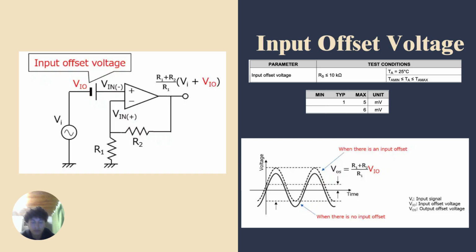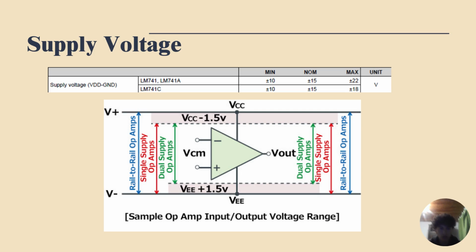Voltage. The supply voltage of an operational amplifier determines the range of voltages that the op-amp can handle at its input and output. It conditions almost every aspect of the op-amp's behavior, including input voltage range, output voltage swing, gain, and power consumption.